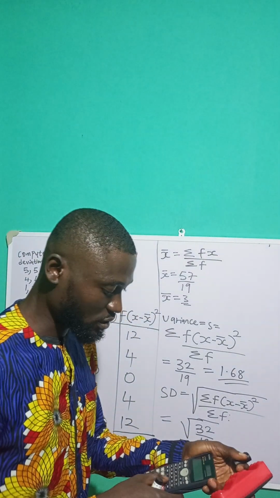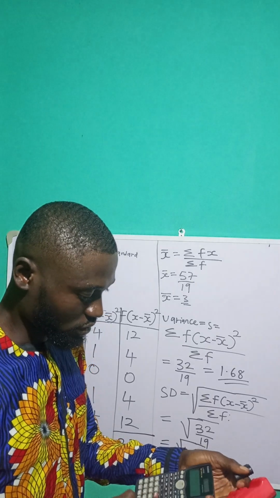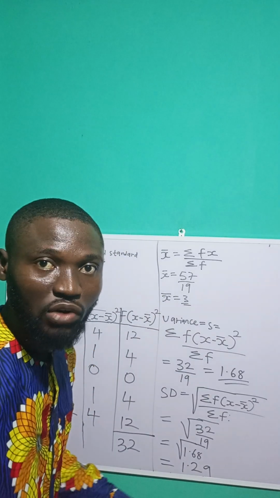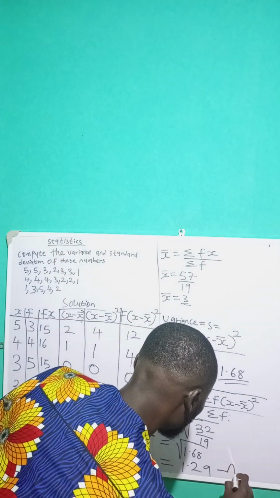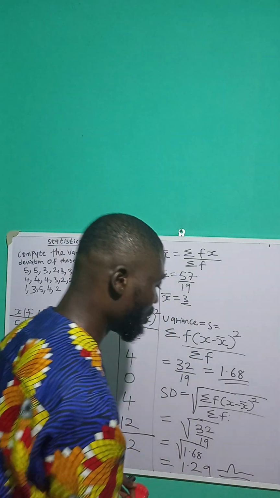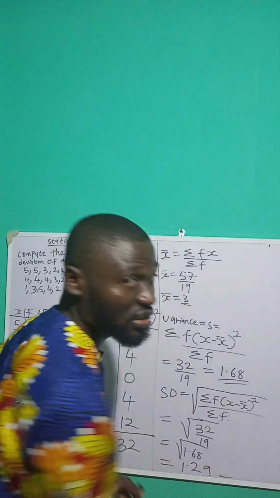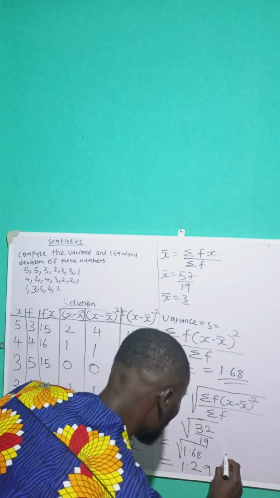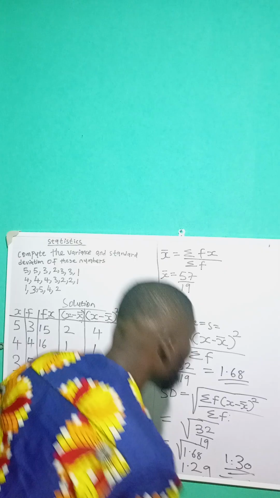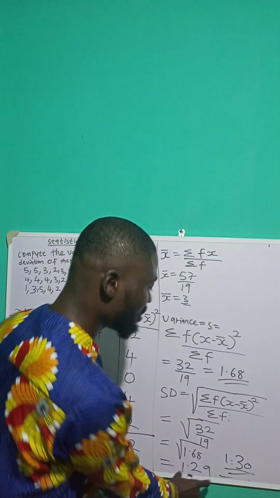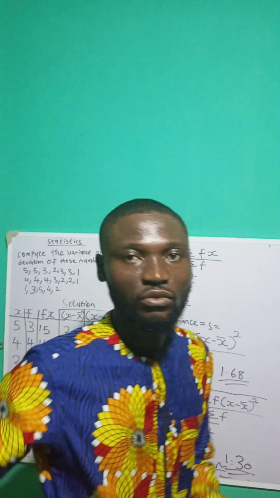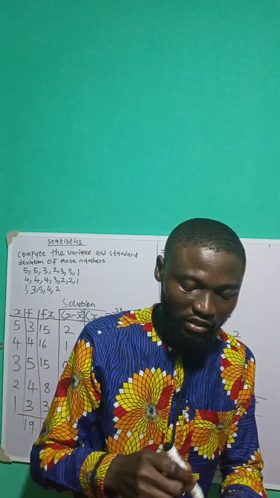The square root of 1.68 is 1.29. So now we approximate this 1.29. Approximating 1.29 gives us 1.30. So 1.30 is our standard deviation, because we approximated this 1.29 to 1.30.